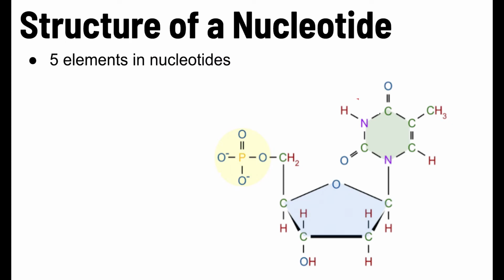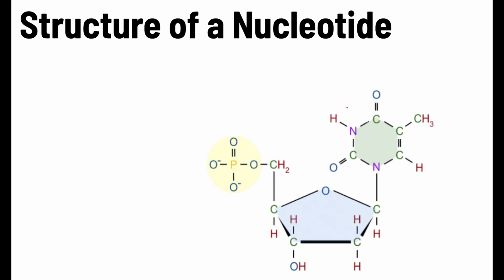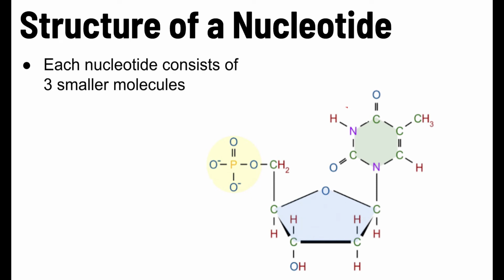Remember, a nucleotide is the monomer of a nucleic acid. So what's the structure of a nucleotide? Well, when you look at the image here, you'll notice there are 5 elements in nucleotides. The C's are for carbon, H's are for hydrogen, O's are for oxygen, N's are for nitrogen, and the P is a phosphate. Now, the nucleotide has 3 smaller molecules within it, and they're different colors in this image.